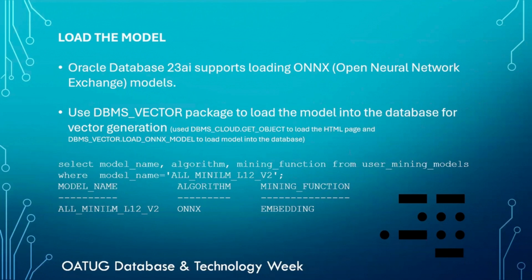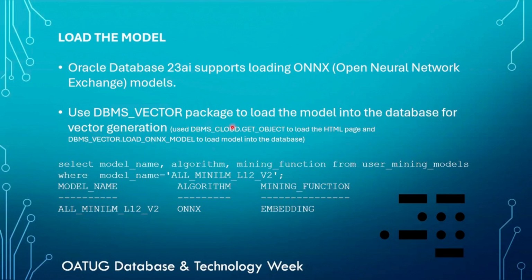And from there, I loaded it into a model named ALL_MINILM_L12_V2. That's the model name that I used here. So the DBMS_VECTOR package will load that into the model. Once the model is loaded, you can use a simple SQL query to query the model. There is a USER_MINING_MODELS table available, so you can see all your models here. If you see, the algorithm used is the ONNX algorithm, and the mining function used is embedding. This is what we are going to use to generate vectors for our business data.